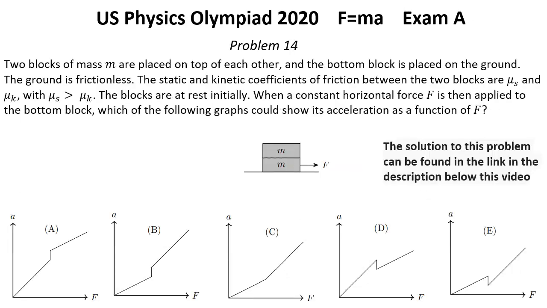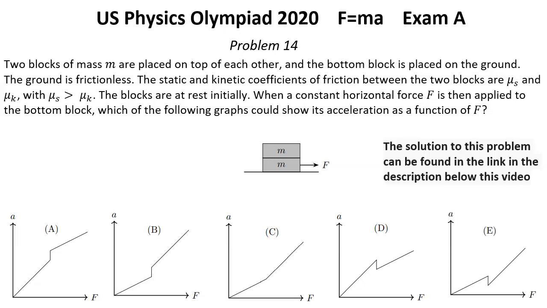Problem number 14. Two blocks of mass m are placed on top of each other, and the bottom block is placed on the ground. The ground is frictionless. The static and kinetic coefficients of friction between the two blocks are μs and μk, with μs greater than μk. The blocks are at rest initially.